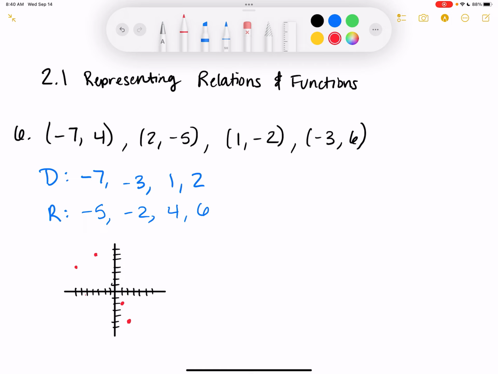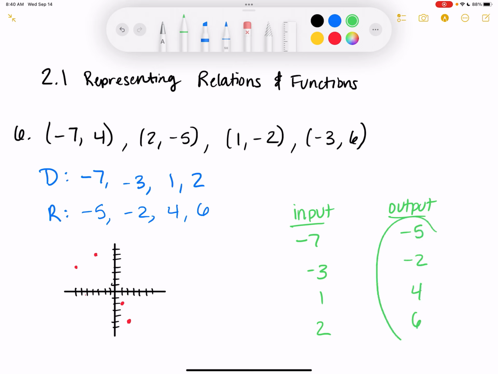And then the last thing that we do is a mapping diagram. With that, we have an input column and an output column, and we write the inputs as the domain and the outputs as the range. Again, I like these to be in order. I always circle them.